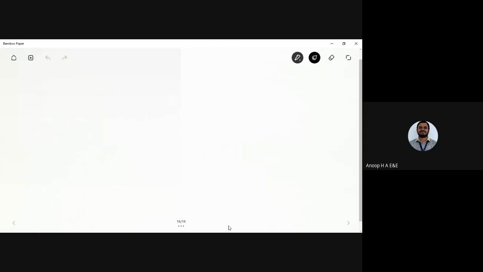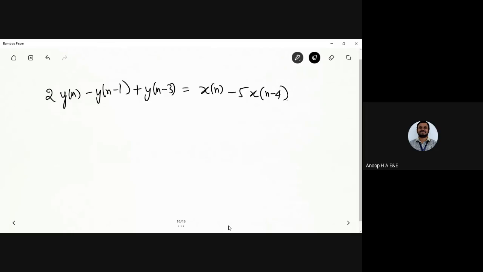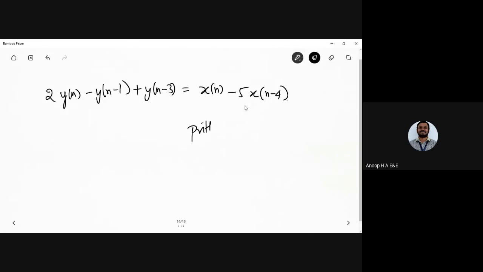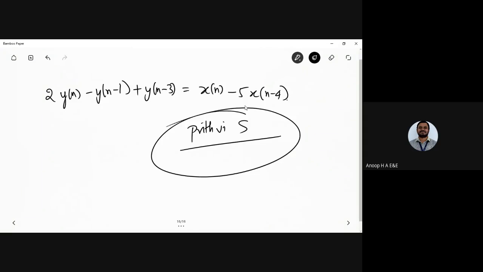Okay, so next one you are going to have 2 times y of n minus y of n minus 1 plus y of n minus 3, that would be equal to x of n minus 5 times x of n minus 4. I can give this problem to Prithvi. I think she'll be able to realize it using direct form 1 and direct form 2 realization. So this completes the block diagram approach.